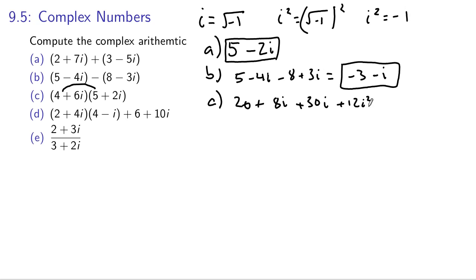So this i squared is negative 1, so we can rewrite this, and we can combine 8 and 30 to 38i, plus 12 times negative 1, which is negative 12. 20 minus 12 is 8. So we have an answer of 8 plus 38i. This is another complex number. It has a real part and an imaginary part, and it's in standard form. Be sure you put all your answers in standard form for complex numbers.